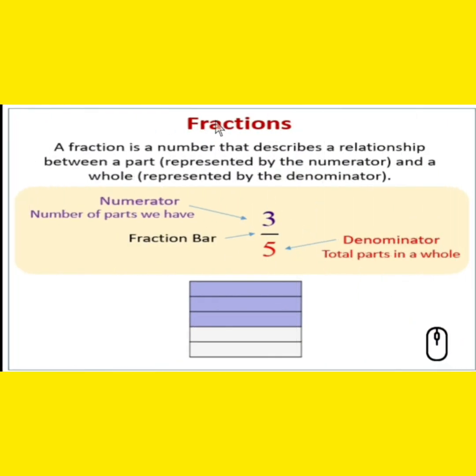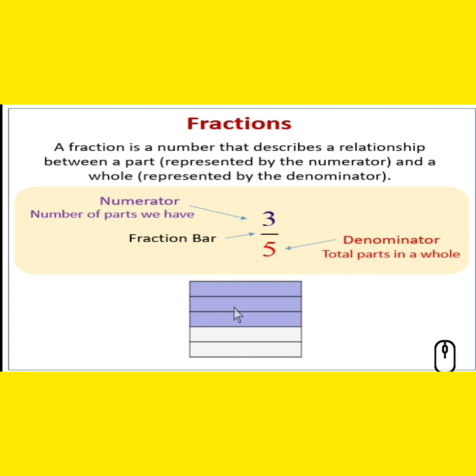First is fractions. A fraction is a number that describes a relationship between a part and a whole. The part we represent via the numerator and the whole we represent via the denominator. So here 3/5 is a fraction. Here 3 is the numerator that represents the number of parts we have, and 5 is the denominator that represents the total parts in a whole.